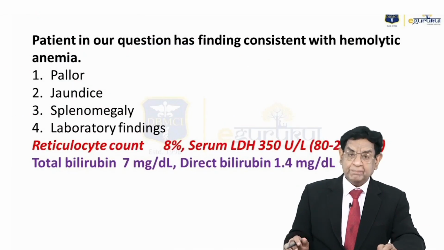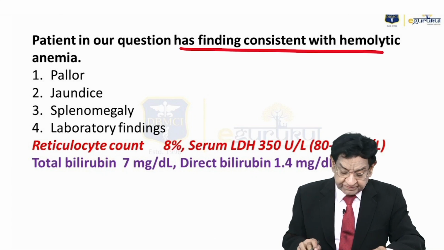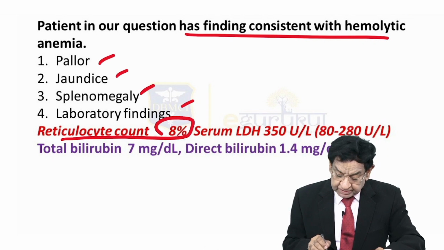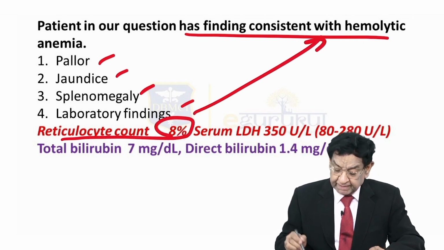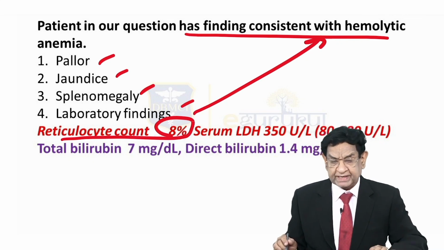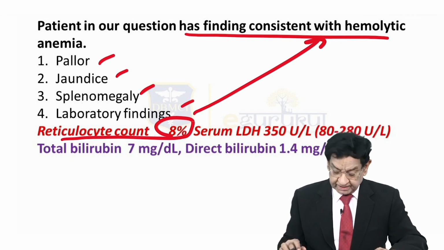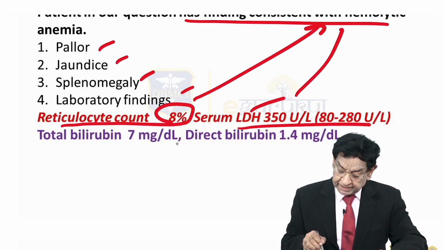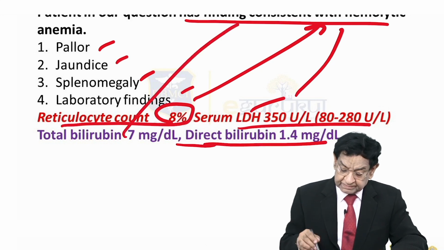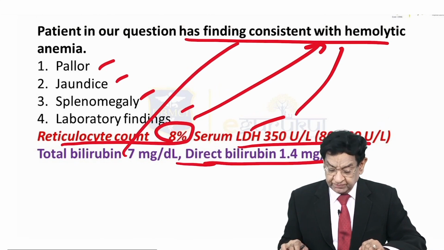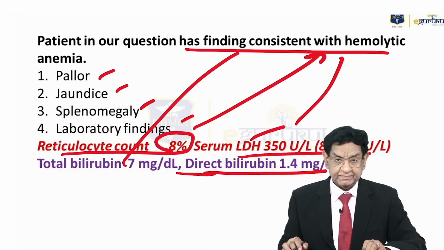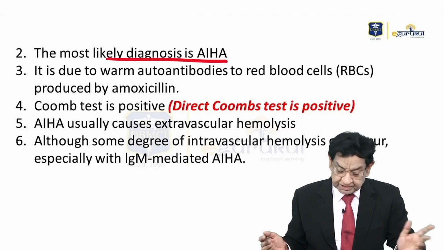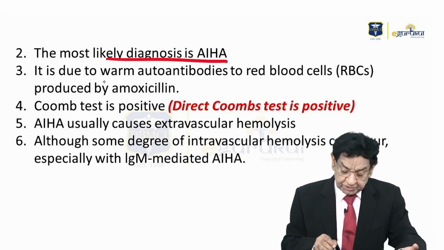Now, the patient in your question has findings consistent with hemolytic anemia: pallor, jaundice, splenomegaly. Lab findings: reticulocyte count, the most important feature of hemolytic anemia. If the retic count is not increased, then it's not a case of hemolytic anemia. LDH raised, again a feature of hemolytic anemia. Total bilirubin raised, direct bilirubin very low, mainly indirect, is a feature of hemolytic anemia. In our case, most likely due to AIHA, the point I discussed, Coombs test positive, there is no doubt. And now this is due to warm autoantibodies.